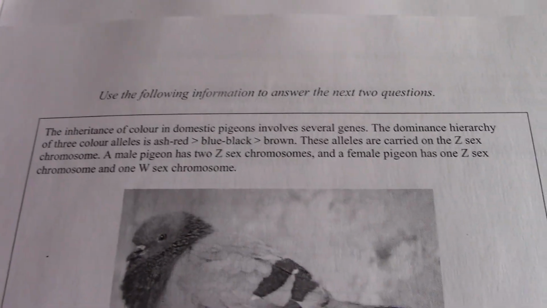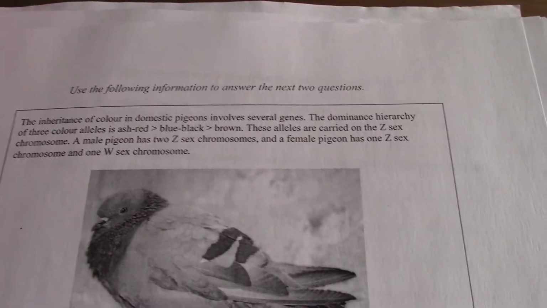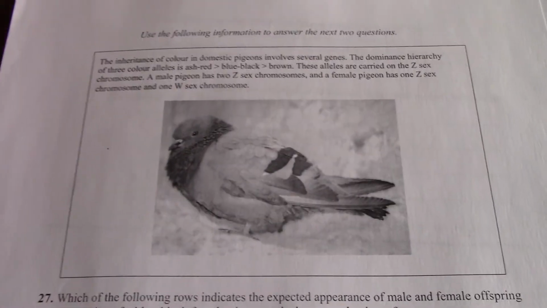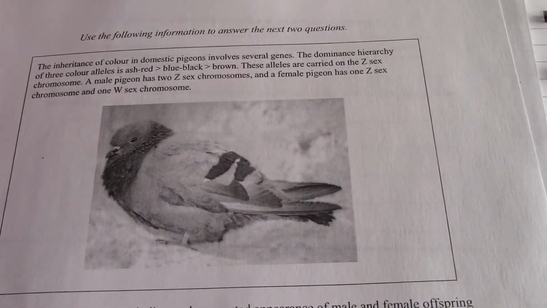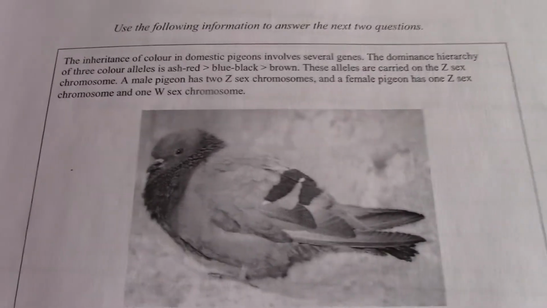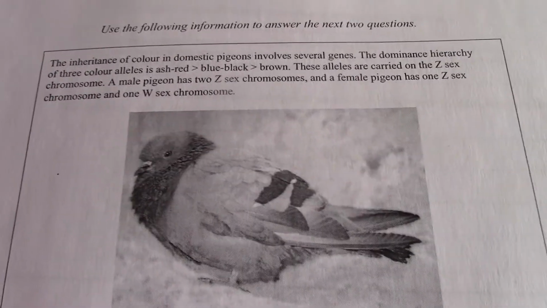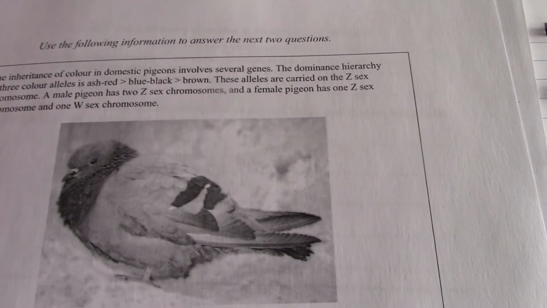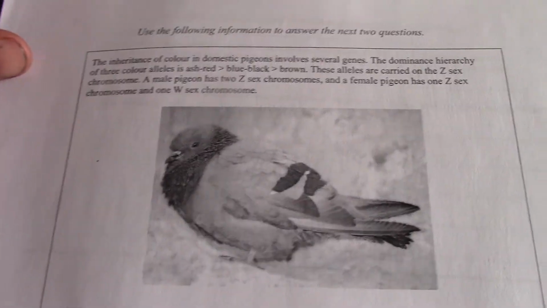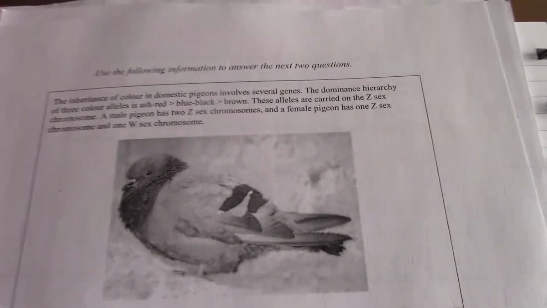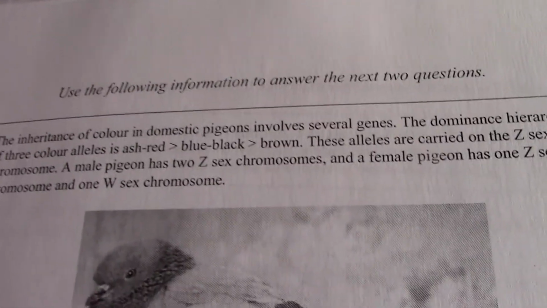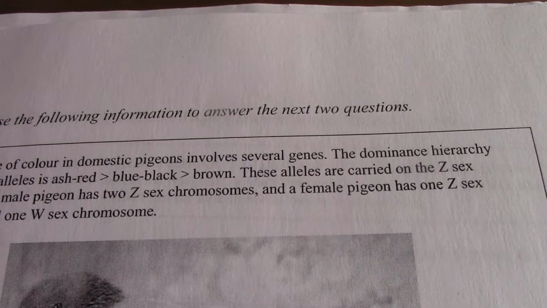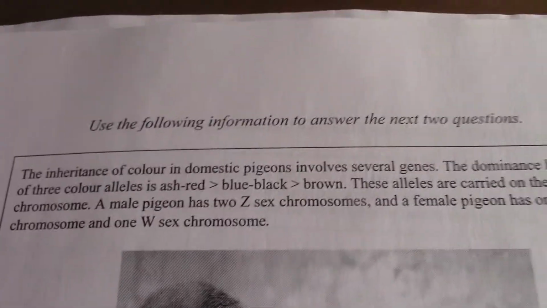Okay, so this question says the inheritance of color in domestic pigeons involves several genes. The dominance hierarchy of three color alleles is ash red, blue black, and brown. These alleles are carried on the Z sex chromosome. A male pigeon has two Z sex chromosomes, and a female pigeon has one Z sex chromosome and one W sex chromosome. So there's a couple things that are weird here. There's a dominance hierarchy, which you saw with the question about coat color in rabbits that I gave you in the Nelson textbook.